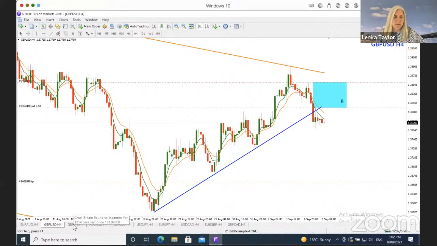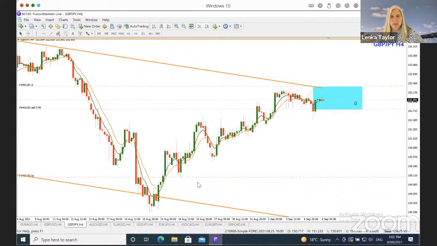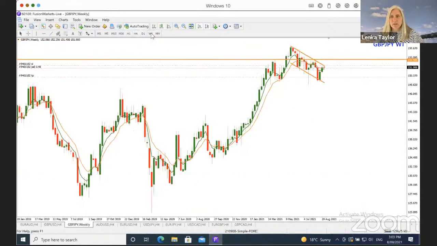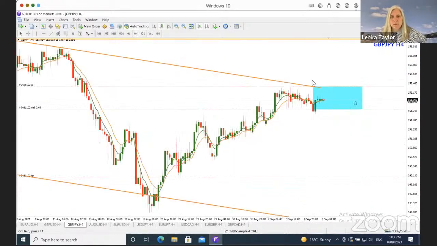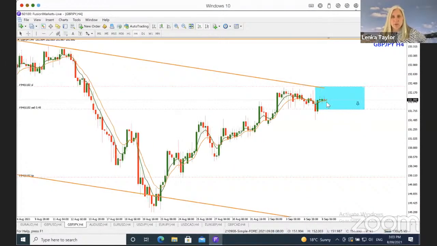The next currency pair I'm going to have a look at is GBP JPY. I entered that trade yesterday, but it's still within the range, so if you wanted to, you can enter this trade as well. This one is GBP JPY for a short, coming off that horizontal and looking at that channel on the weekly and daily. So I'm looking at a short from the top there.